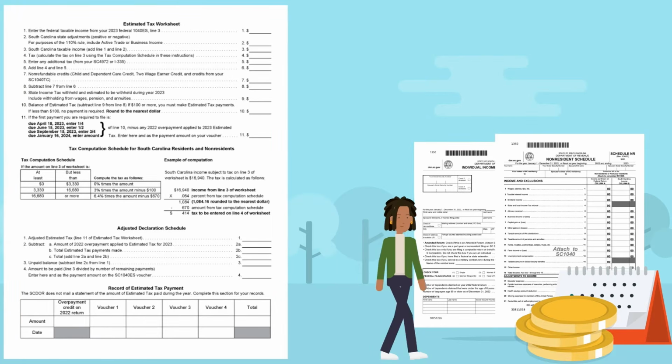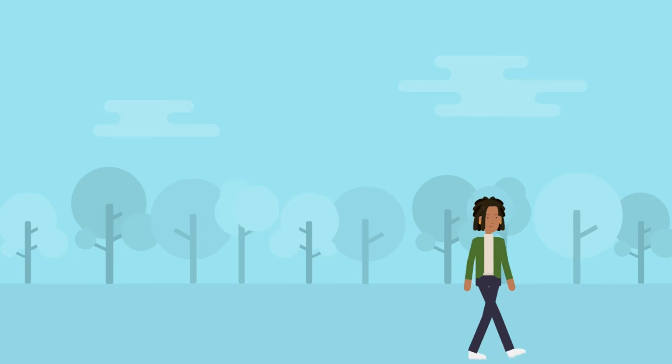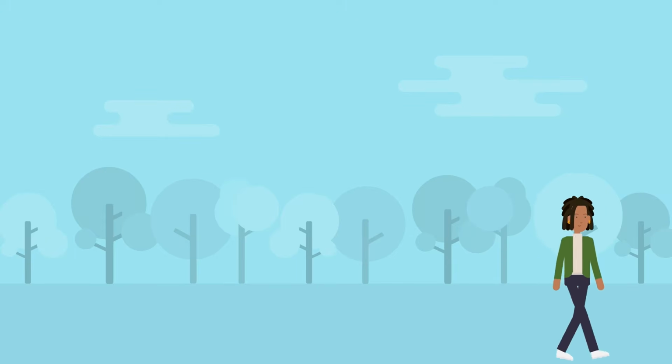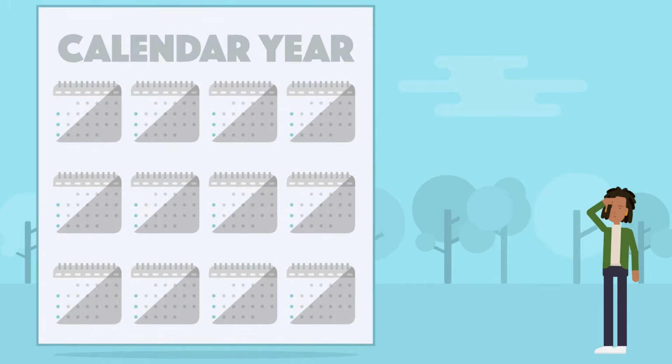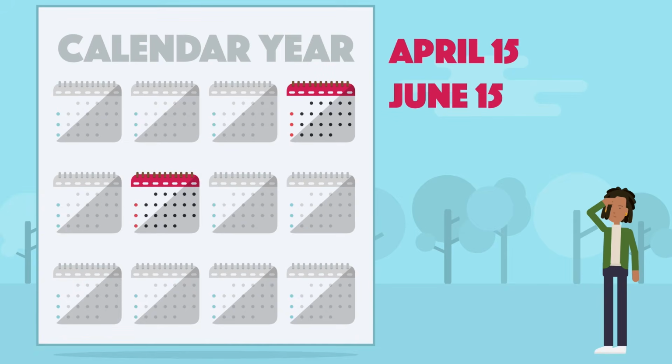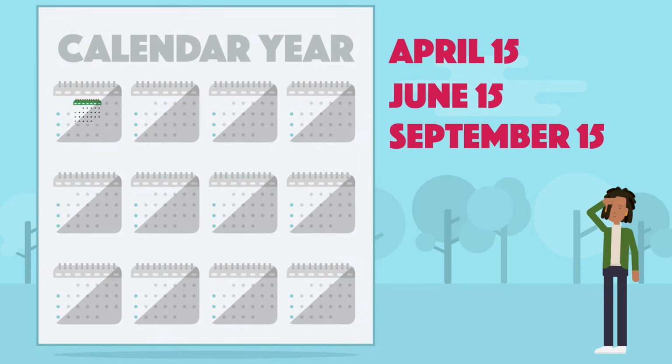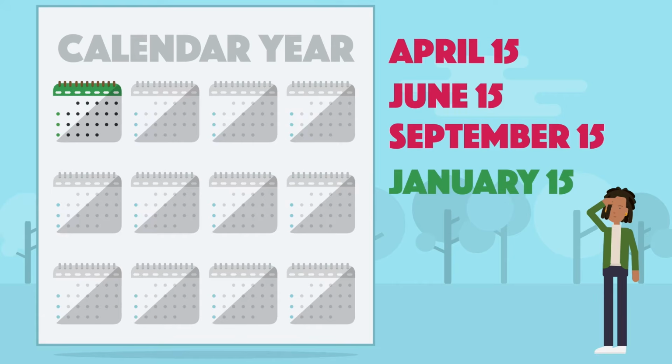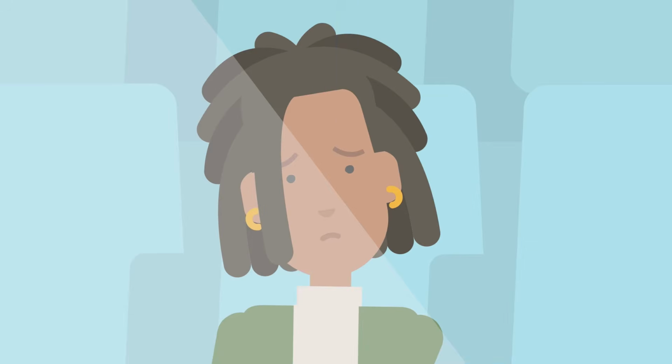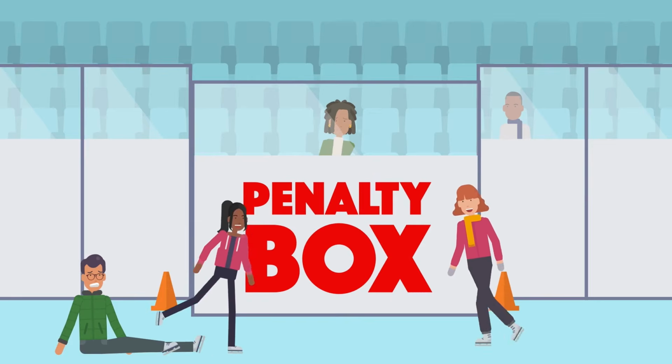So, once you've calculated your estimated tax, how do you know when your payment is due? Estimated tax payments are usually due on the 15th day of the 4th, 6th, and 9th months of the tax year and the first month of the following tax year. So, if like most individuals, you file based on the calendar year, that's April 15th, June 15th, September 15th, and then January 15th of the following year. Be sure to pay correctly and on time, or you might be charged with a penalty.